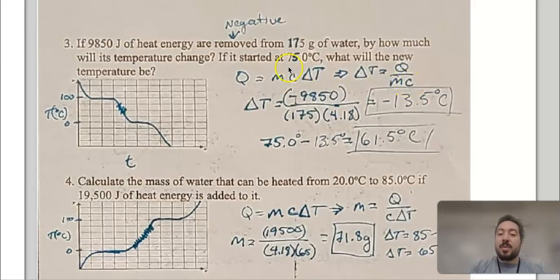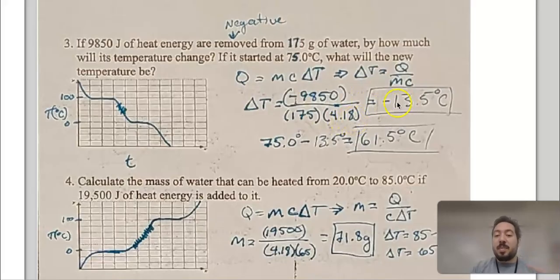Again, whatever we do to one side, we have to do to the other side of the equation. So if we divide by M here, we divide by M here, and we divide by C here, we divide by C here. And that's how we get delta T equals Q over MC. And then we just plug in our numbers. Negative 9850 is going to go here on top because, again, we're losing it. We're going to put 175 in for our grams, for our mass, and then our specific heat of water on the previous page is 4.18.